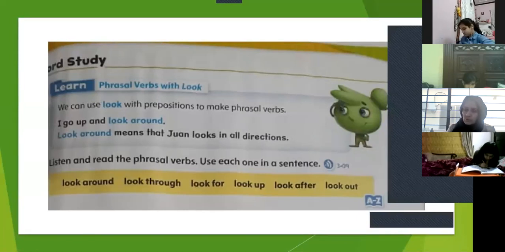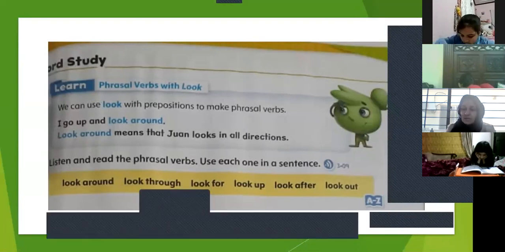Look around means to visit a place. Look through means to read something very quickly. Look for means to try or to find someone or something when you're looking for something. Look up means when you are finding some information in the book and you look up for that. Look after means to take care of someone or something. And look out means to pay attention to someone or something. Okay. So these are all the words. Now let's move on to the next slide.